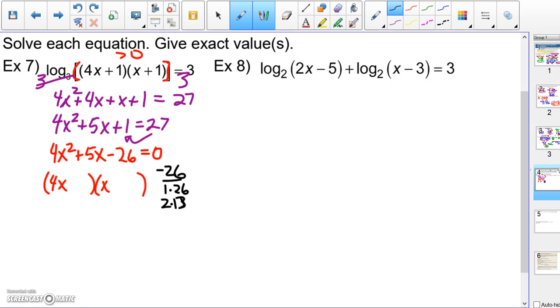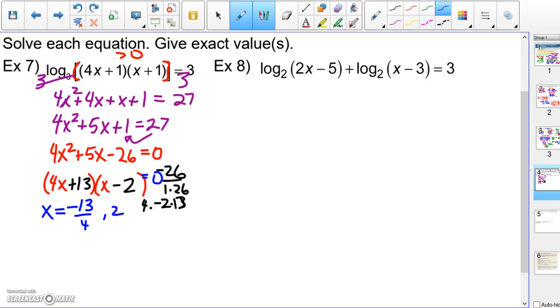So if you do 13 minus 8, 4 times negative 2, 13 minus 8, that's going to do the trick. So I'm going to have a negative 2 on this side and a positive 13 on this side. Don't forget the equals 0, and that's how we're going to find our solutions. Our zeros are negative 13 fourths and positive 2. We think. We still have to check those answers though.